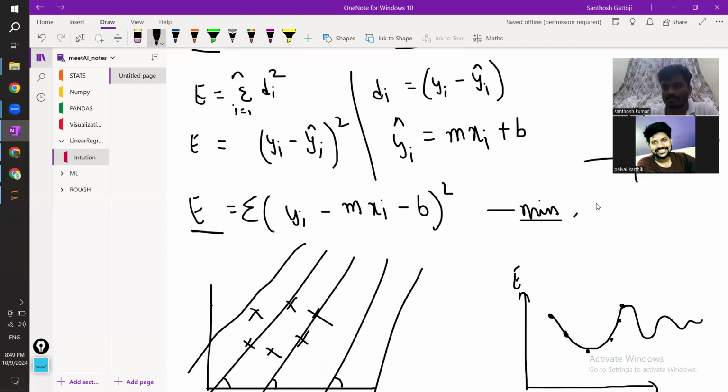That means m is equal to 0. Wherever the slope is equal to 0, that is a place where I'm going to get the minimum value. But now it is not dependent on one variable. It is dependent on two variables. What are those two variables? We have m and b.